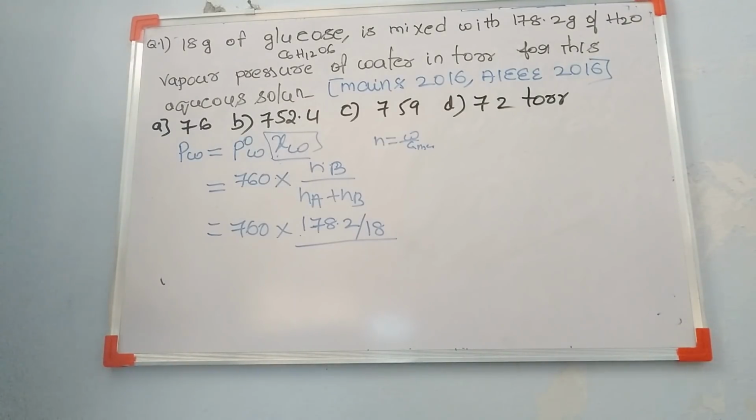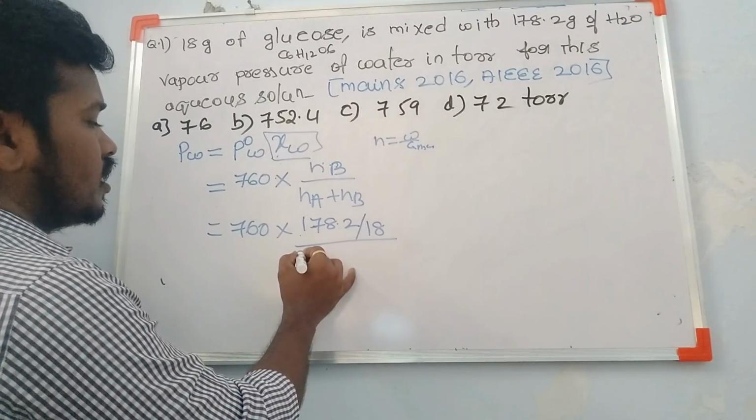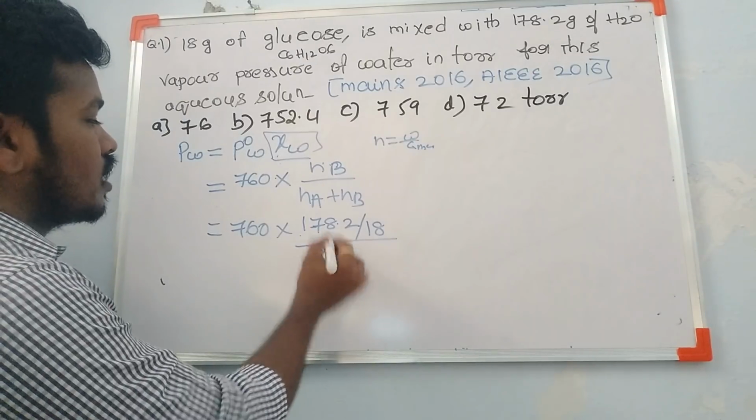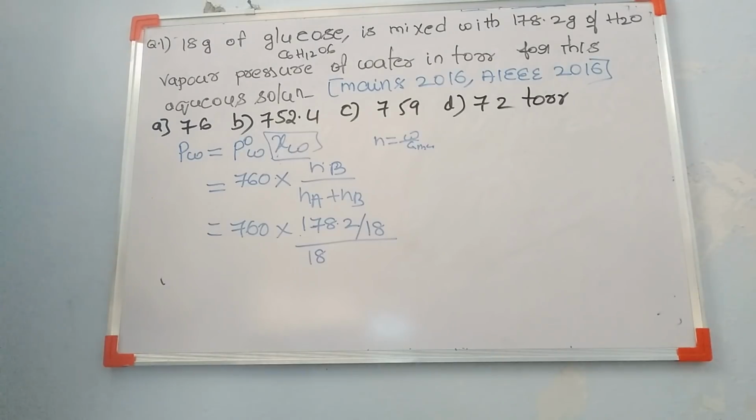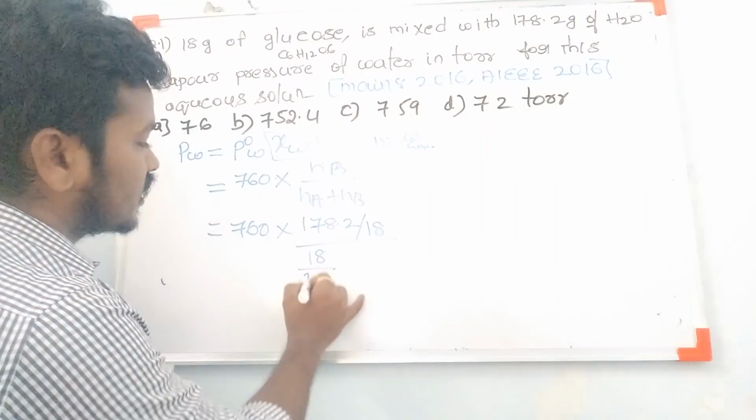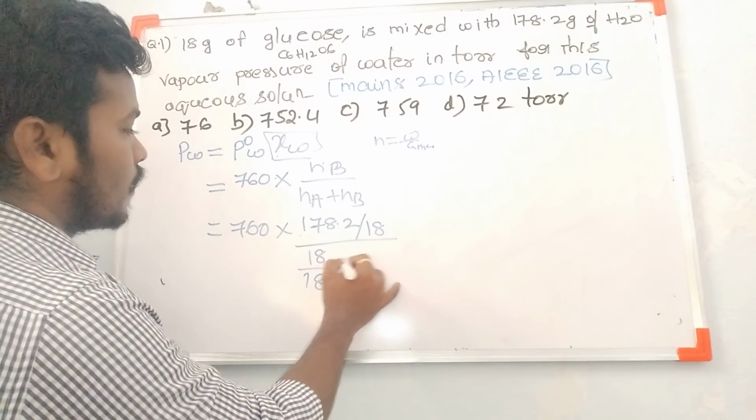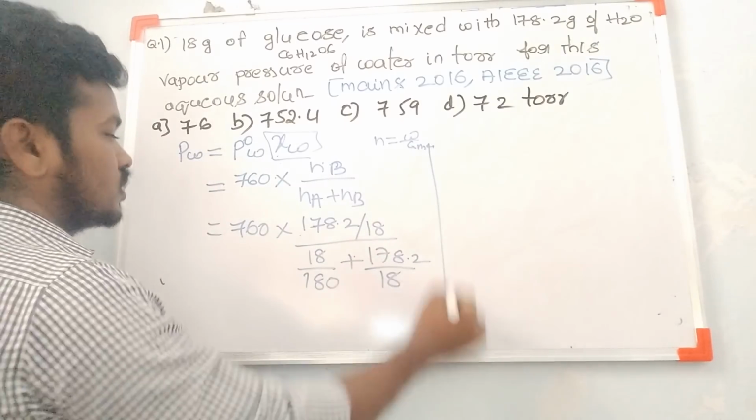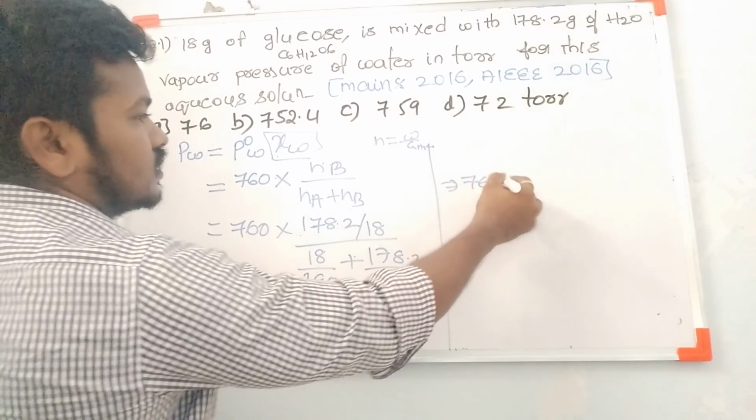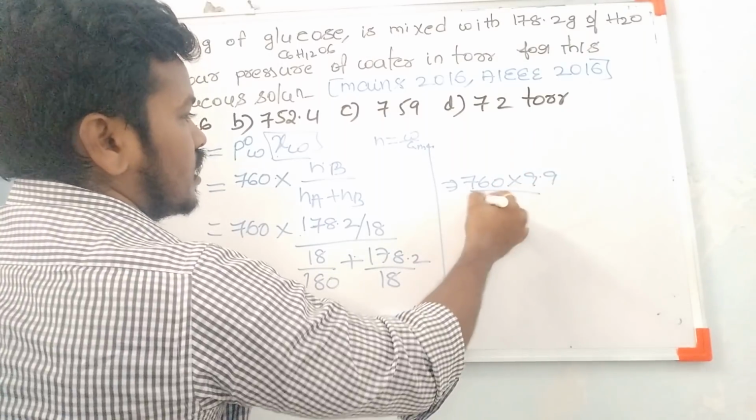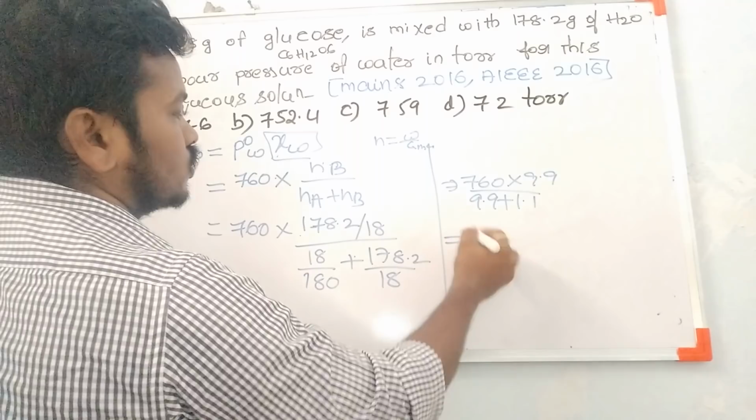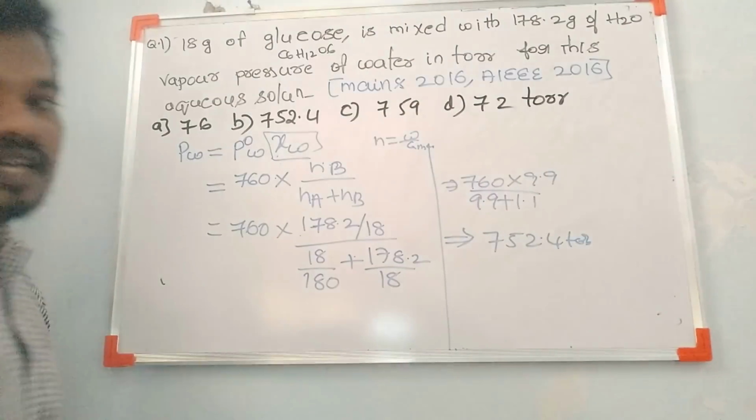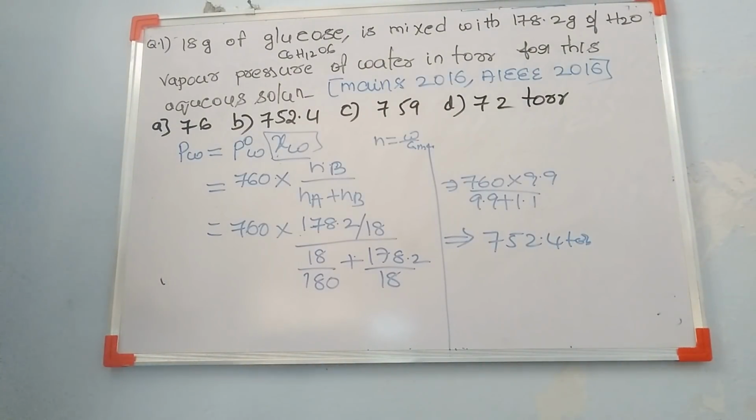Next, NA is the glucose: weight divided by gram molecular weight. The weight given is 18, and the molecular weight is 180, plus 178.2 by 18. If you solve this, you get 760 into 9.9 by (9.9 plus 0.1), and by solving this you will get 752.4. This is one example.